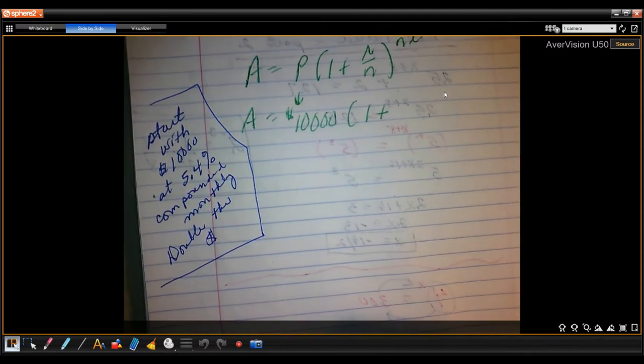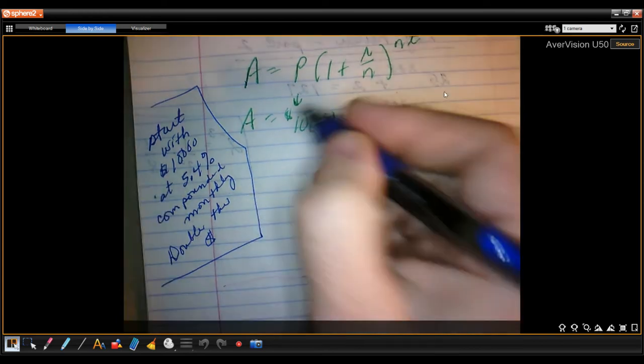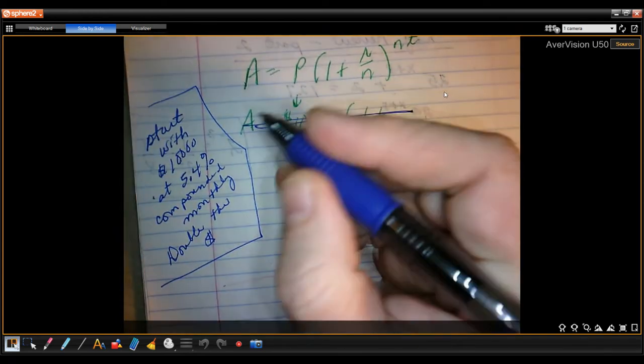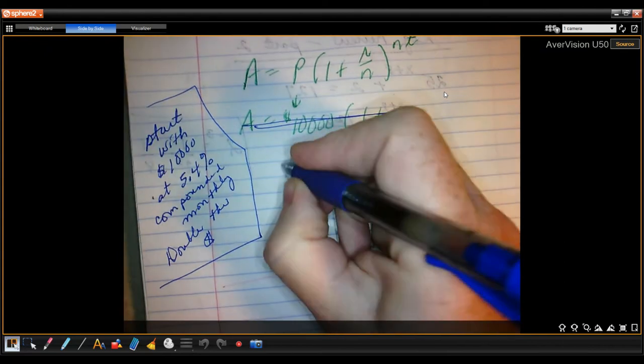Done. Okay, so we're going to start with $10,000 at 5.4% interest, compounded monthly, and how long will it take to double the money? Because that's the problem here. Okay, so I'm going to start over. So we have, if you double the money, that'd be 20,000.